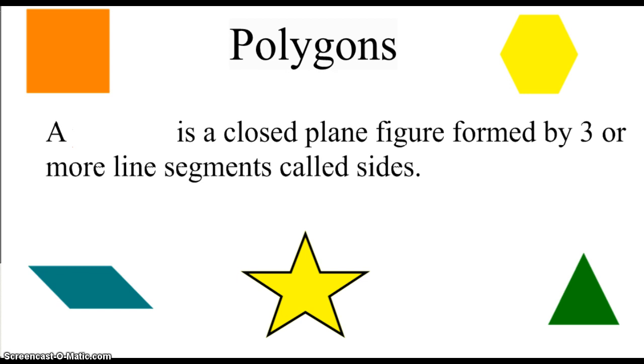Let's start with a polygon. And what is a polygon? A polygon is a closed figure that's formed by three or more line segments called sides. Polygons have sides and vertices. They can't be rounded and they have to be closed figures. So let's take a look at some polygons.